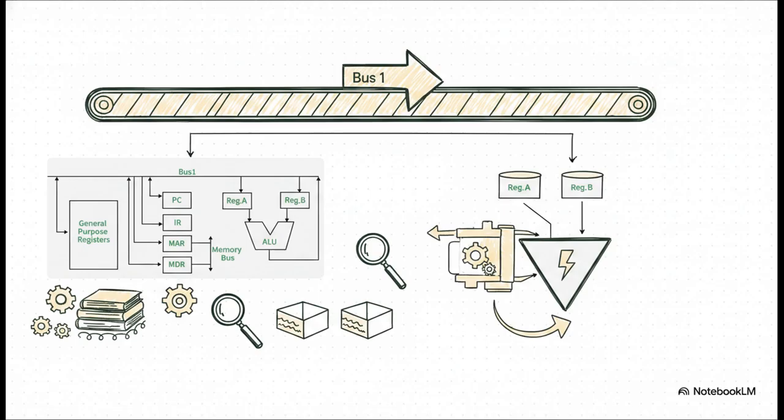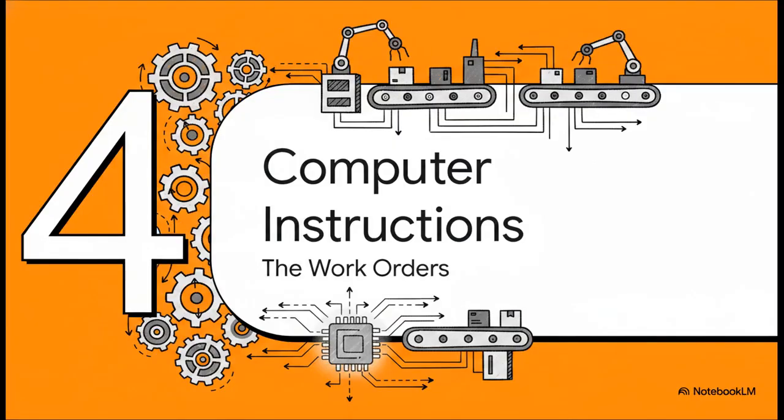Now that our factory is built and the conveyor belts are rolling, we need to actually tell the CPU what to do. On to Section 4, understanding computer instructions, the work orders.